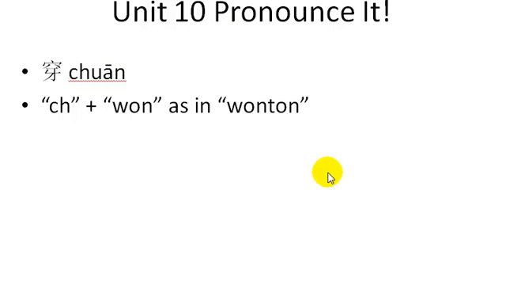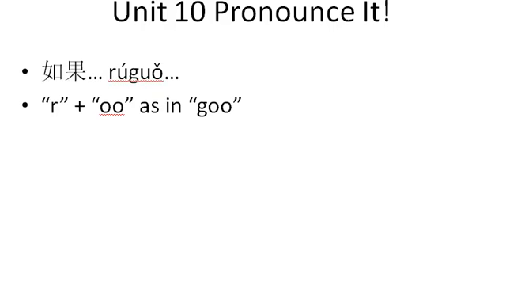Okay, next we have chuan, which means to wear or to put on. So you have the curled tongue ch here with like a wan, like wonton. Chuan, first tone, chuan. 穿, 穿衣服, put on clothes or wear clothes. 穿. Okay, the next one.